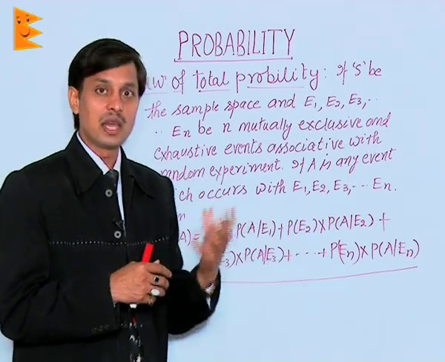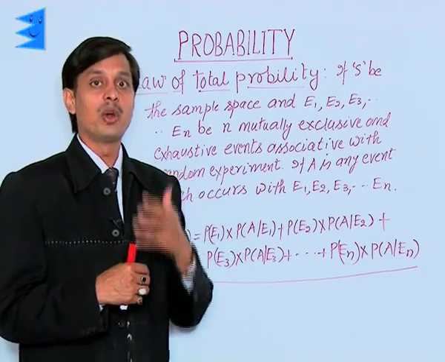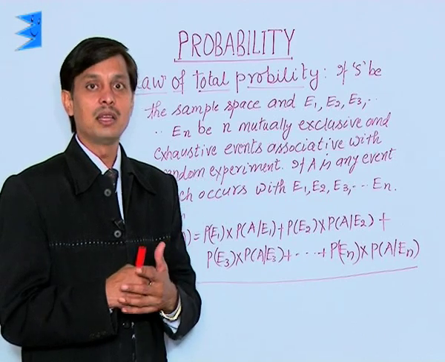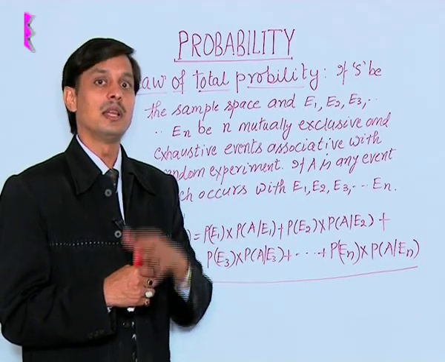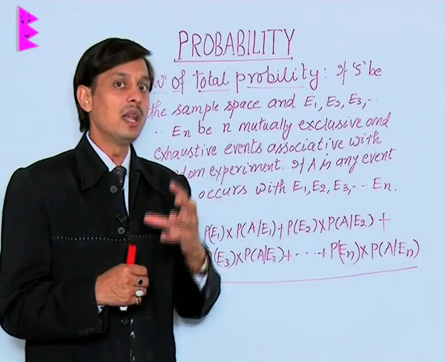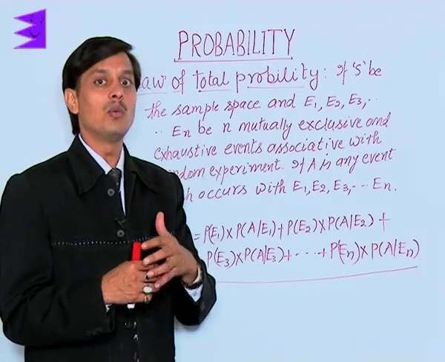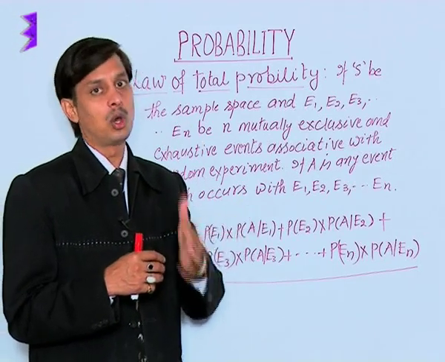Here, if I give you an example, suppose there are 4 bags. In the first bag there are 2 oranges and 3 apples, in the second bag 5 oranges and 6 apples, in the third bag 10 oranges and 20 apples. So we can pick any bag, and from any bag we can pick either an orange or an apple.